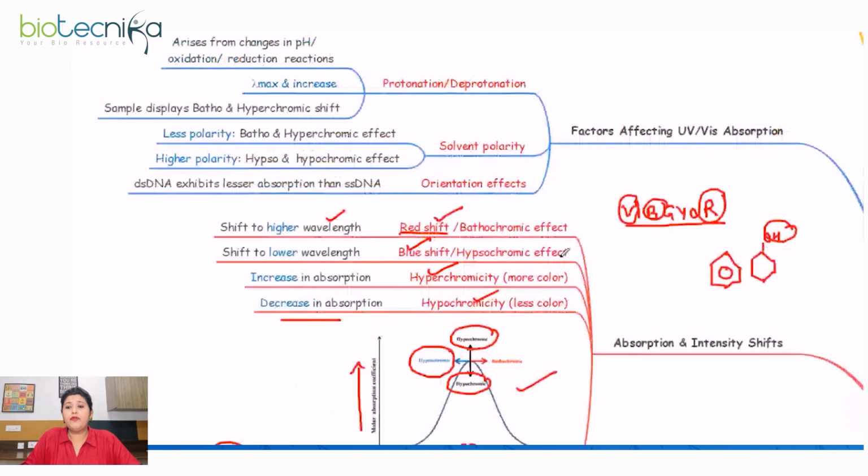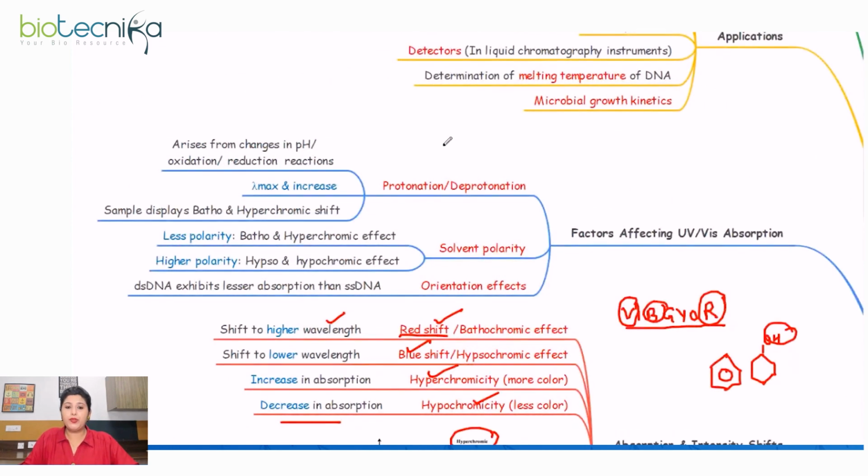So let's see what are the factors which affect UV visible absorption. One is protonation and deprotonation. This protonation and deprotonation definitely arises from changes in pH, oxidation or reduction reactions. In that case, always remember lambda max increases. When I say lambda max increases, what kind of shift will it indicate? It will indicate bathochromic shift as well as hyperchromic shift. Then solvent polarity: if it is a lower polarity, it will be a batho and hyperchromic effect. If it is a higher polarity, it's a hypso and hypochromic effect.